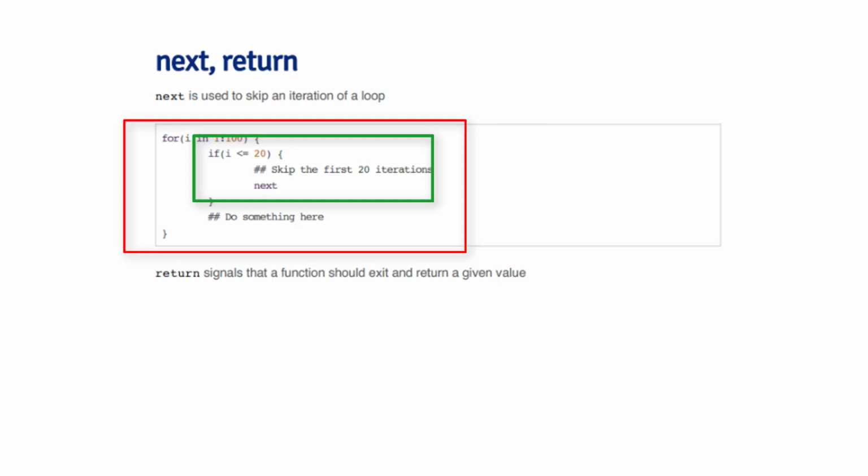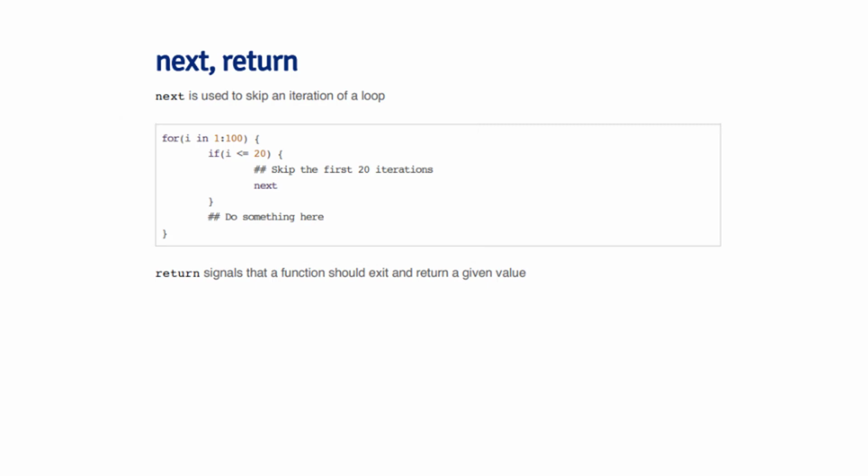So I use the next expression and it will skip everything else in the for loop and go to iterate again. Once i gets beyond 20, of course the expression i less than or equal to 20 will be false, and so it won't execute the next. It will go into whatever the body of the code for the for loop is. So next is another way to skip an iteration in a loop, and of course break is a way to exit the loop entirely.